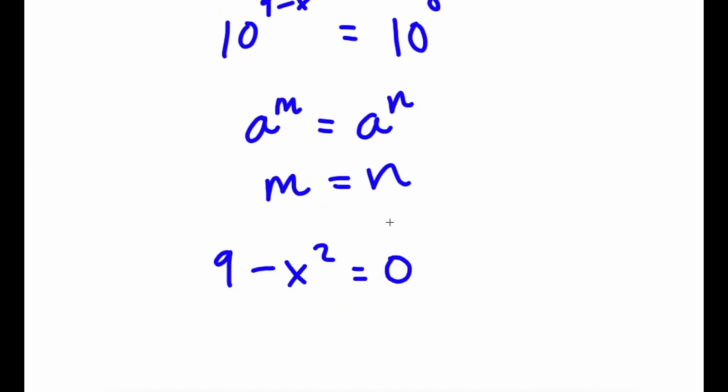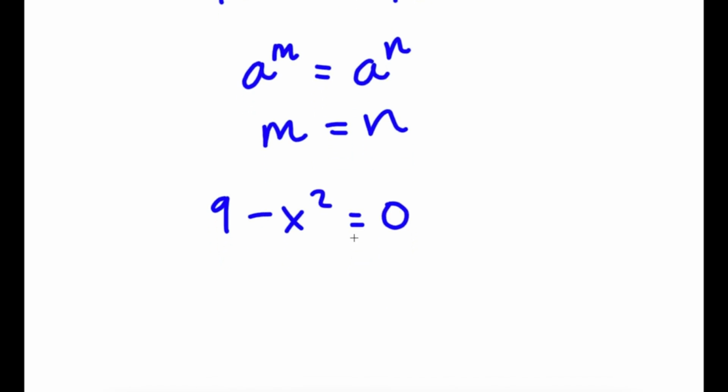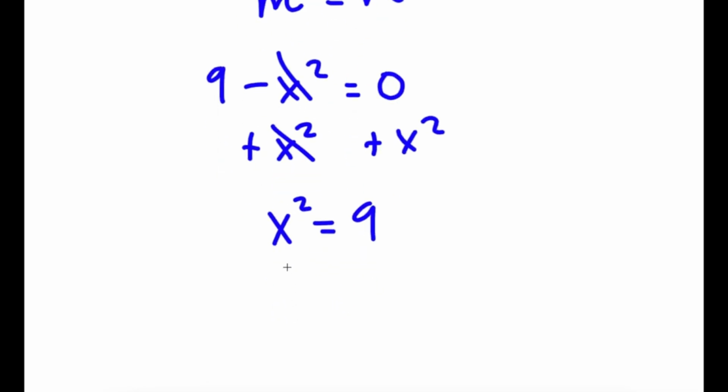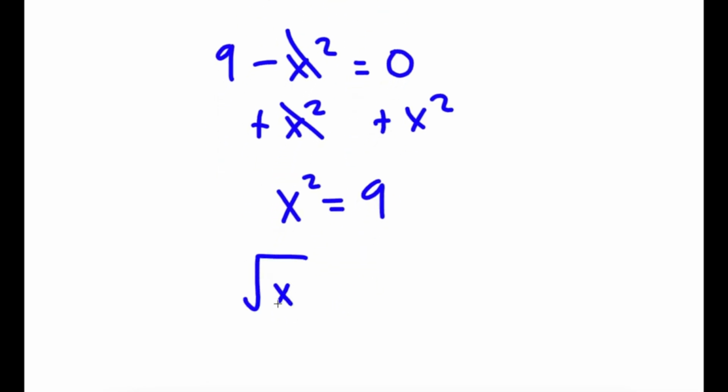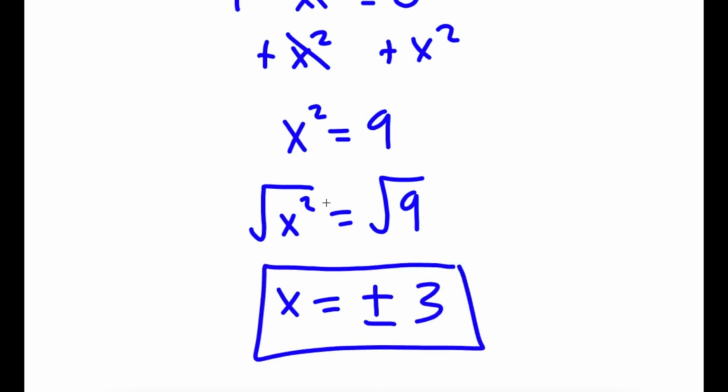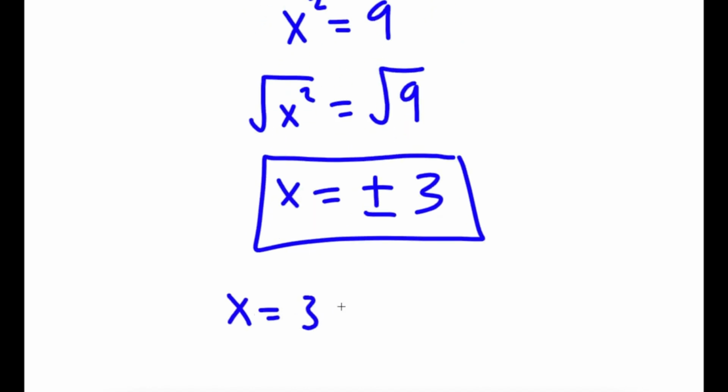Now, as you see, we have a simple equation to solve. So to solve this equation, I'm going to add x squared on both sides. So then these two cancel out, and then I have x squared is equal to 9. Now, I'm going to take the square root on both sides, so I have the square root of x squared is equal to the square root of 9. And the square root of x squared, that's x. The square root of 9 can be positive or negative 3. So my two solutions for x are x equals 3 and x equals negative 3.